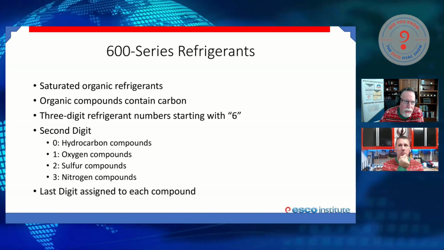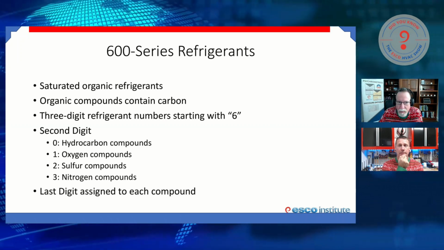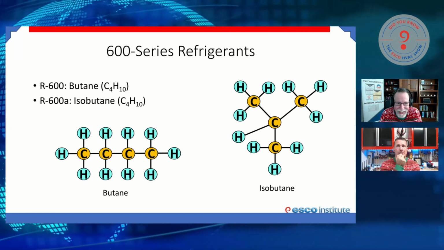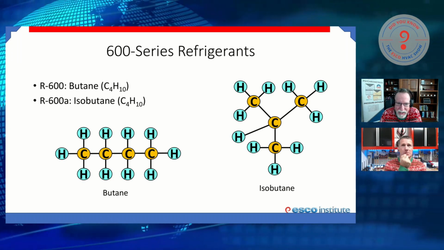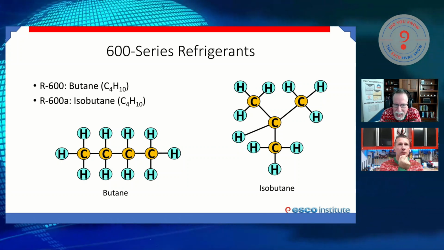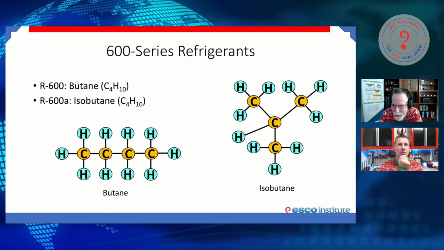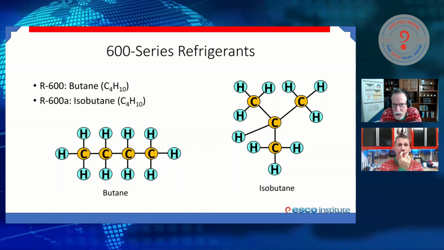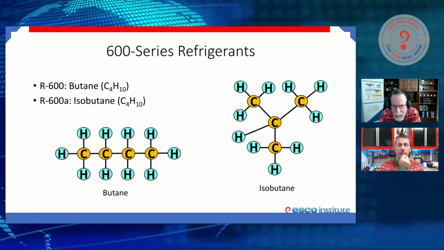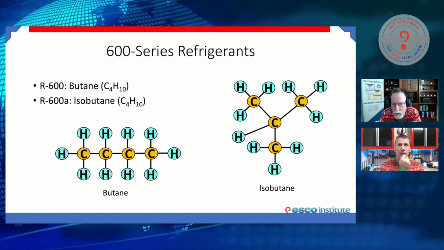So the only refrigerants we deal with in the 600 series are isobutane and butane, where 600 is butane and 600A is isobutane. Take a look on the left. That's butane, C4H10. That's called a linear or string molecule because it looks like a string. Whereas isobutane, 600A, which is what we use in a lot of our refrigerants, is a branch molecule. If you see how the 4 carbons are connected, it forms a Y.